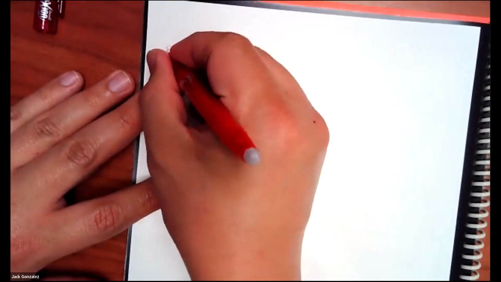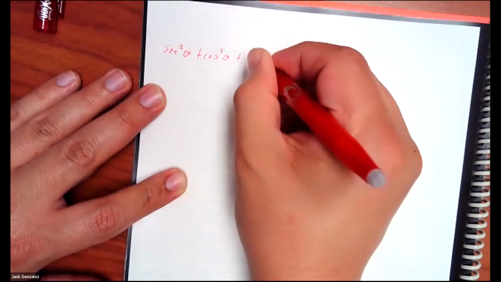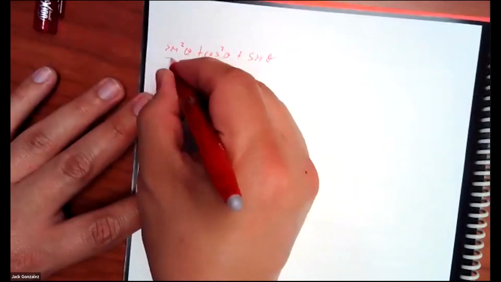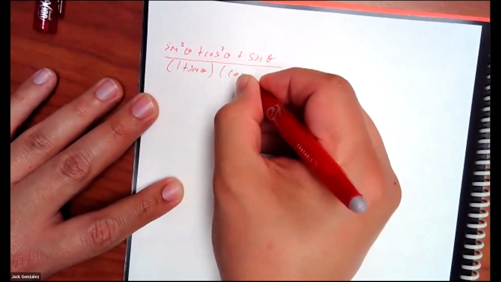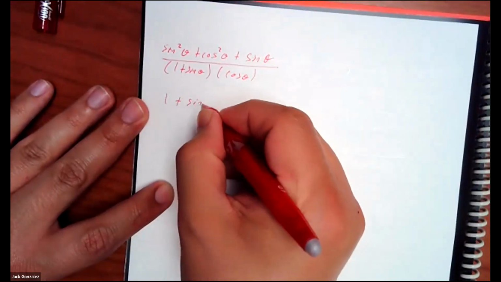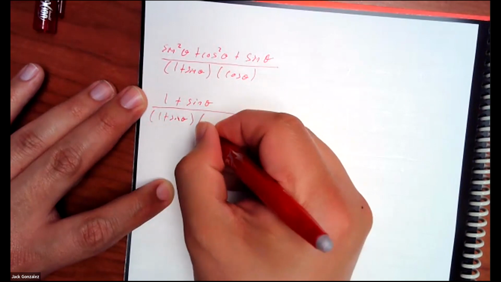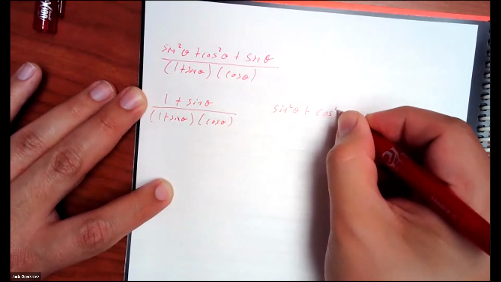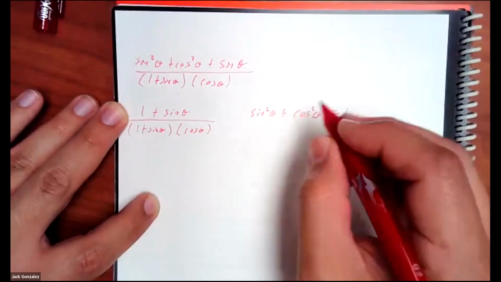So currently I have sine squared theta plus cosine squared theta plus sine, right? I rewrite it a little bit. Over 1 plus sine theta times cosine theta. So this becomes just 1 plus sine, because sine squared theta plus cosine squared theta is equal to 1. So that's the Pythagorean identity.